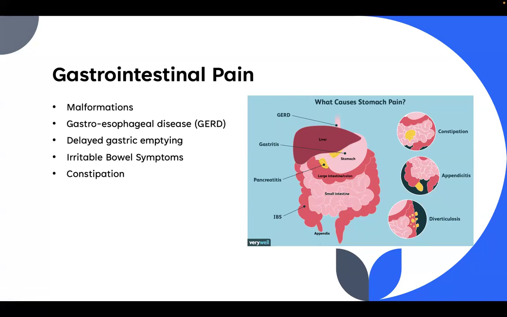Other conditions that might cause GI pain could be delayed gastric emptying, bloating, irritable bowel symptoms, constipation, which is a big one. I'll spend a few minutes talking about that a little bit more. Stool impaction, all things to consider because we do see our clients have a high risk of having these other health conditions. So it's always good to rule some of those things out if we ever have someone who is experiencing pain and can't tell us where it's coming from.